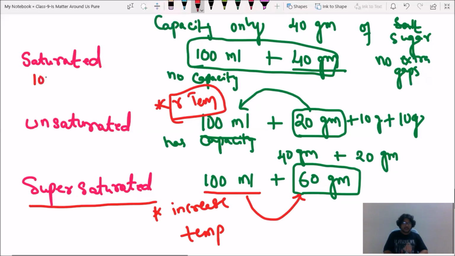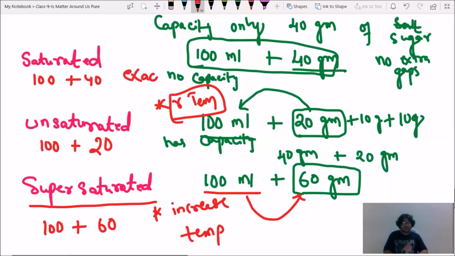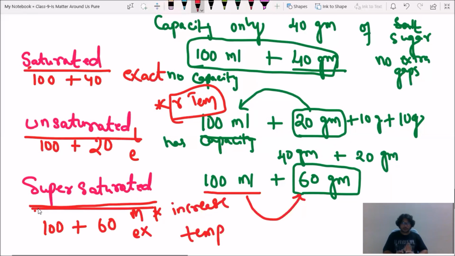Saturated, if it is 100, we are adding exactly 40. Unsaturated, we are adding less than the actual amount. Super saturated, we are adding extra, more than the exact amount. Now this is exact, this is less than exact, this is more than exact. Those are the differences between saturated, unsaturated and super saturated solutions.